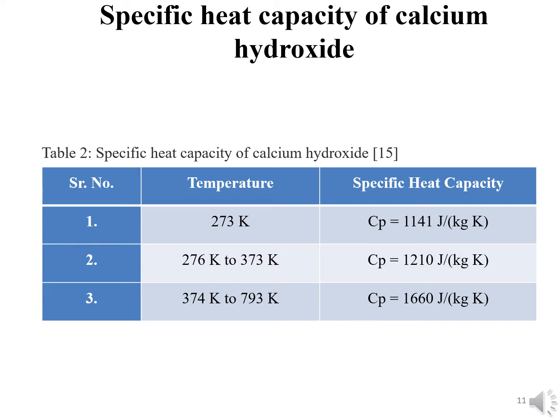The researchers measured various specific heats based on temperature range. As we can see, when the temperature of calcium hydroxide was 273 Kelvin, its specific heat was 1141 joule per kg Kelvin, and it increased as the temperature increased.